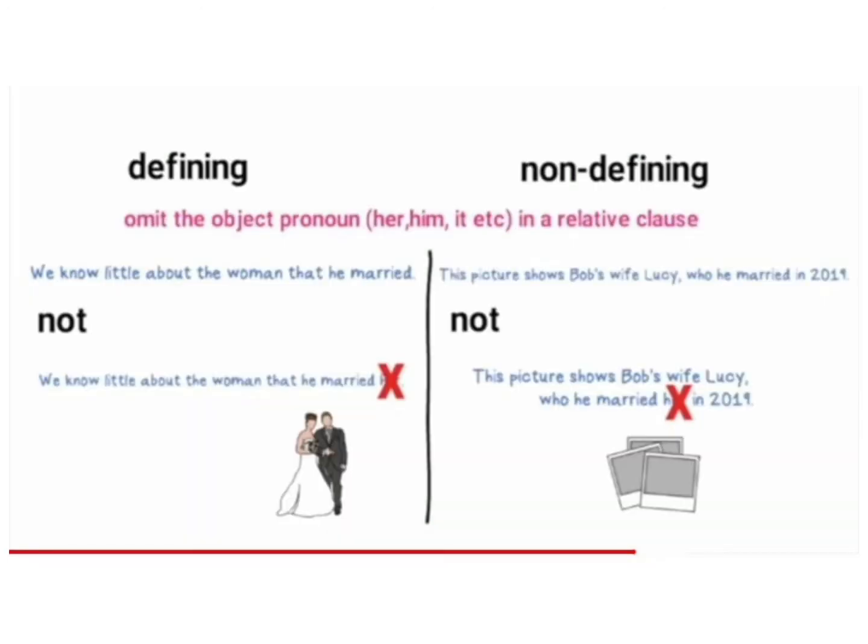Omit the object pronoun him, her, it, etc. in a relative clause. Look at the example. We know little about the woman that he married. We know little about the woman that he married him.